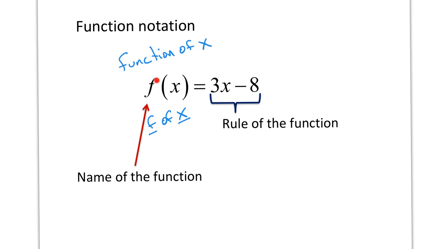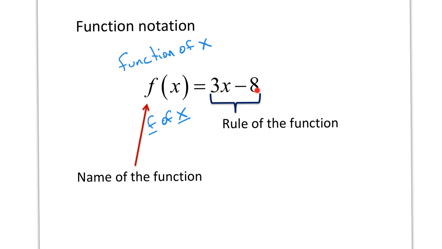Now this letter here, f, is the name of the function. Every function has a different name. So you will have f of x, or maybe a g. You can have the letter g of x or h of x or a of x. There are a lot of names of functions, but the most common in Algebra 1 are f of x. You might have a g instead of an f, g of x or h of x. Now this function here is equal to 3x minus 8.